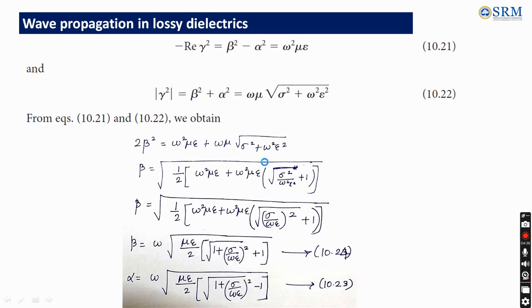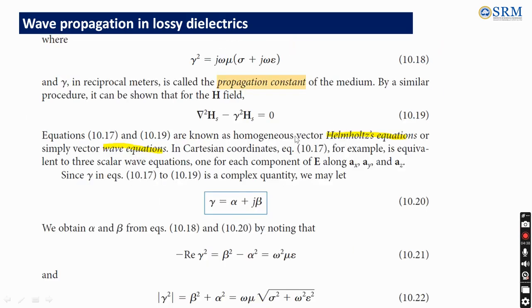And in Cartesian coordinates, we have to understand that each of the equations is equivalent to three scalar wave equations. One for each component of the electric field, which has components along the x-axis, y-axis, and z-axis, right? So each will have three, right?